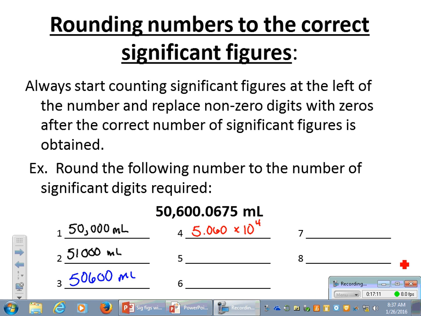To round 50,600 to 5 significant digits, keep the 5, 2, 3, 4, 5: 50600. Right now that has 3 significant digits. Plunk a decimal on there, and now we have trailing zeros and a decimal, which are significant. To 6 significant digits, 1, 2, 3, 4, 5, that 0 becomes a 1 because of the 6 directly to the right of it. So we have 50,600.1 milliliters. I'm getting sloppy.